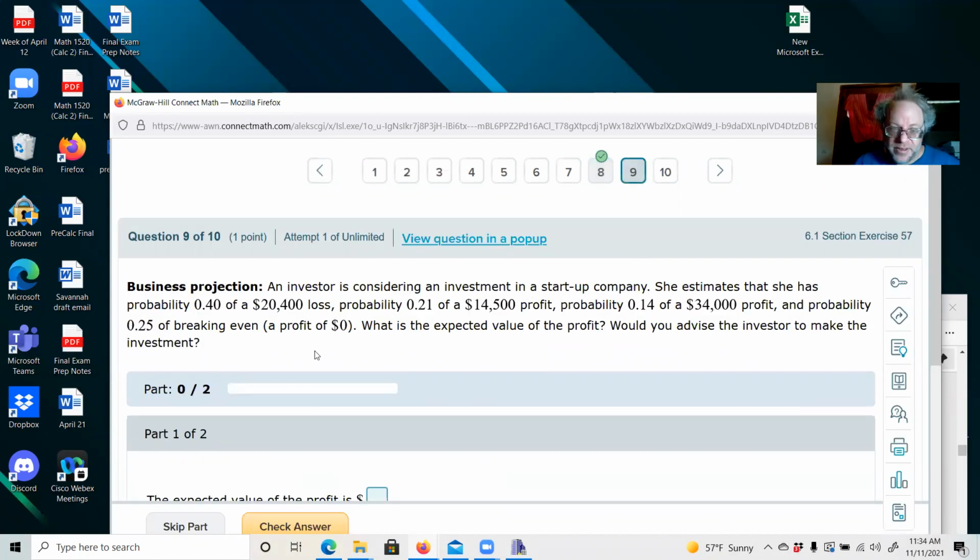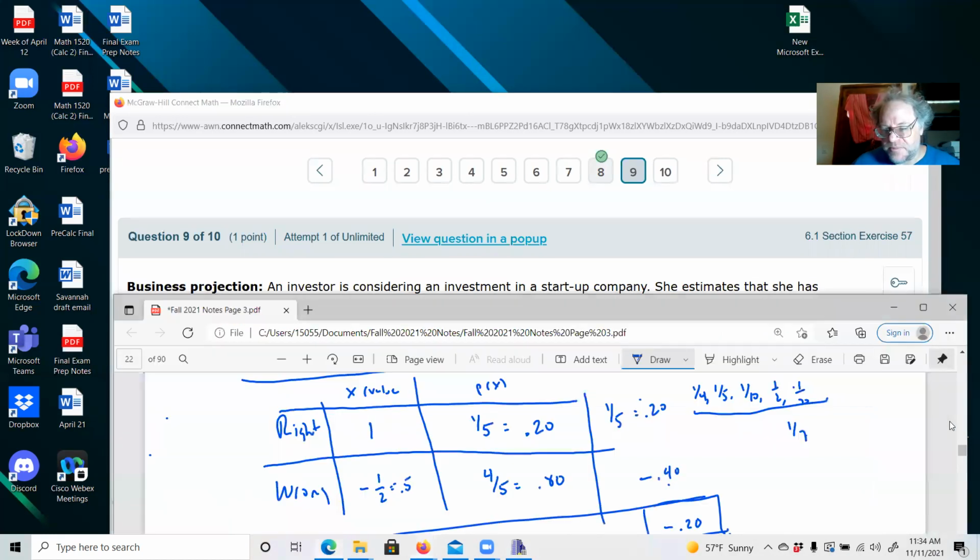So last one of these: an investor is considering a startup company. She estimates a 40% probability of a $20,000 loss, a probability of 0.21 of a $14,000 profit, 0.14 of a $34,000 profit, and 25% of not making any money whatsoever. She breaks even though. What is the expected value of the profit? What would you expect the investor to make?